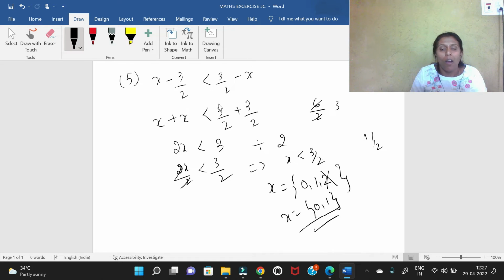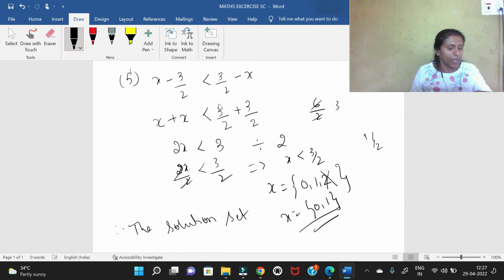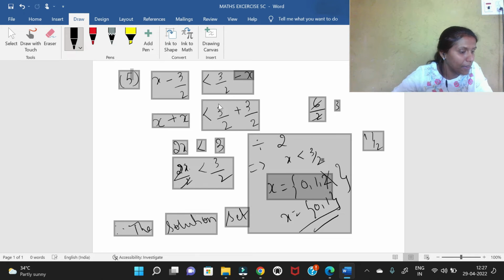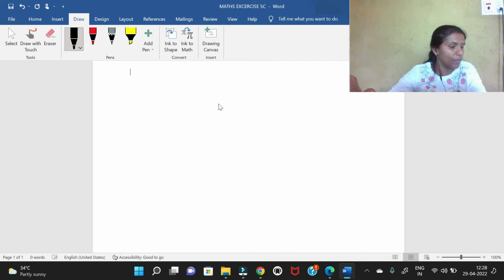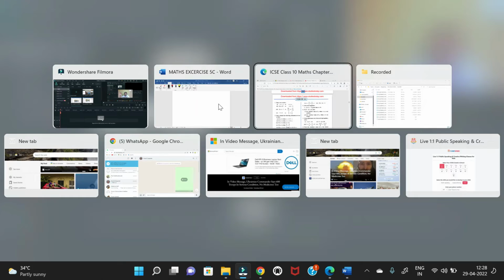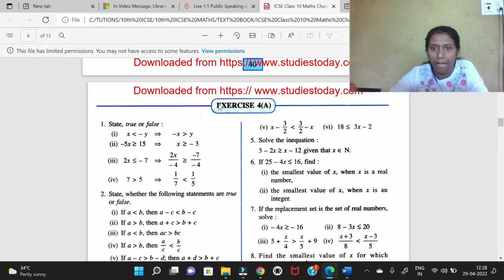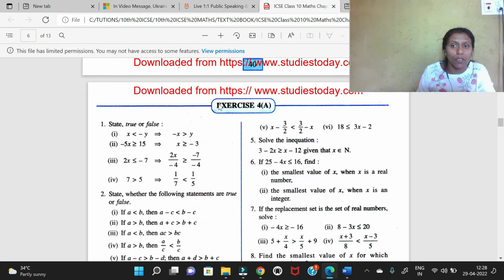Please write down along with the wordings also. You can say, therefore, the solution set is, to get full marks and not to be a prey for the invigilator. Right? Okay. Let's move on with the sixth one. Now I'm deleting and going for my sixth one. It is 18 less than or equal to 3x minus 2.